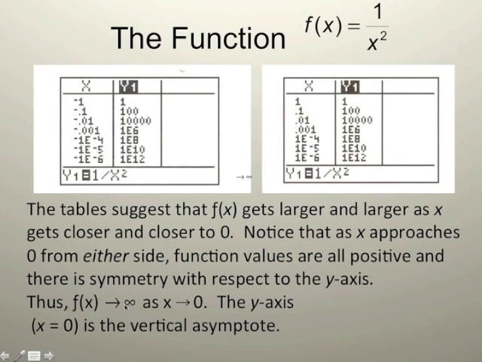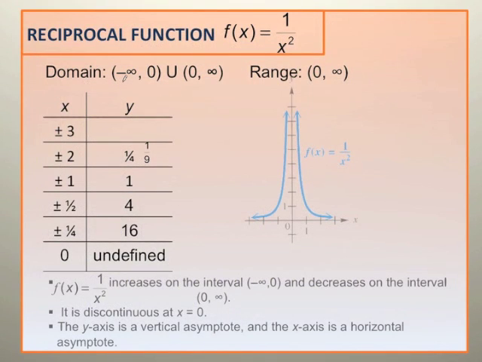So the function goes to infinity as x goes to 0. So the y-axis is a vertical asymptote. Looking at that problem, then the domain is from negative infinity to 0, union with 0 to infinity. The range, looking at this graph, since the y values always came out positive, is from 0 to infinity. It's increasing from negative infinity to 0 and decreasing from 0 to infinity.